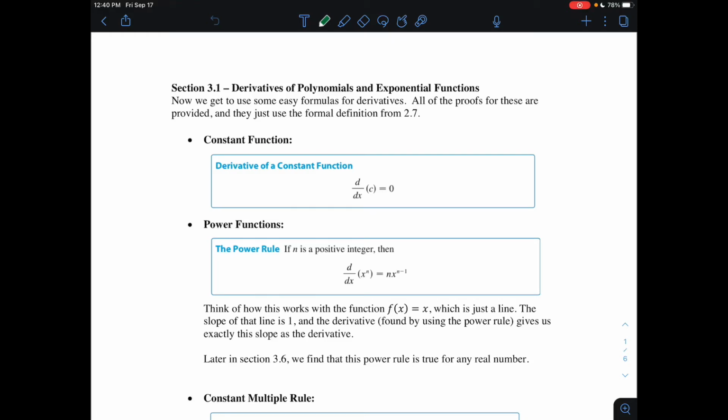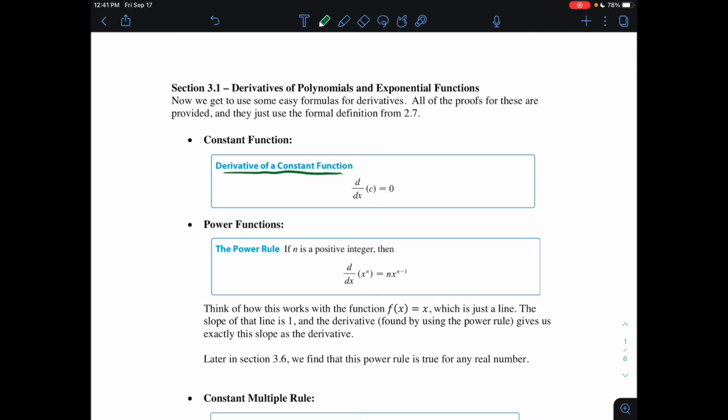Section 3.1, Derivatives of Polynomials and Exponential Functions. This actually starts off a couple of sections of looking at some rules that will help simplify finding derivatives. So first, we start with the constant function, taking the derivative of a constant function. We've actually seen this a few times at the end of Chapter 2.